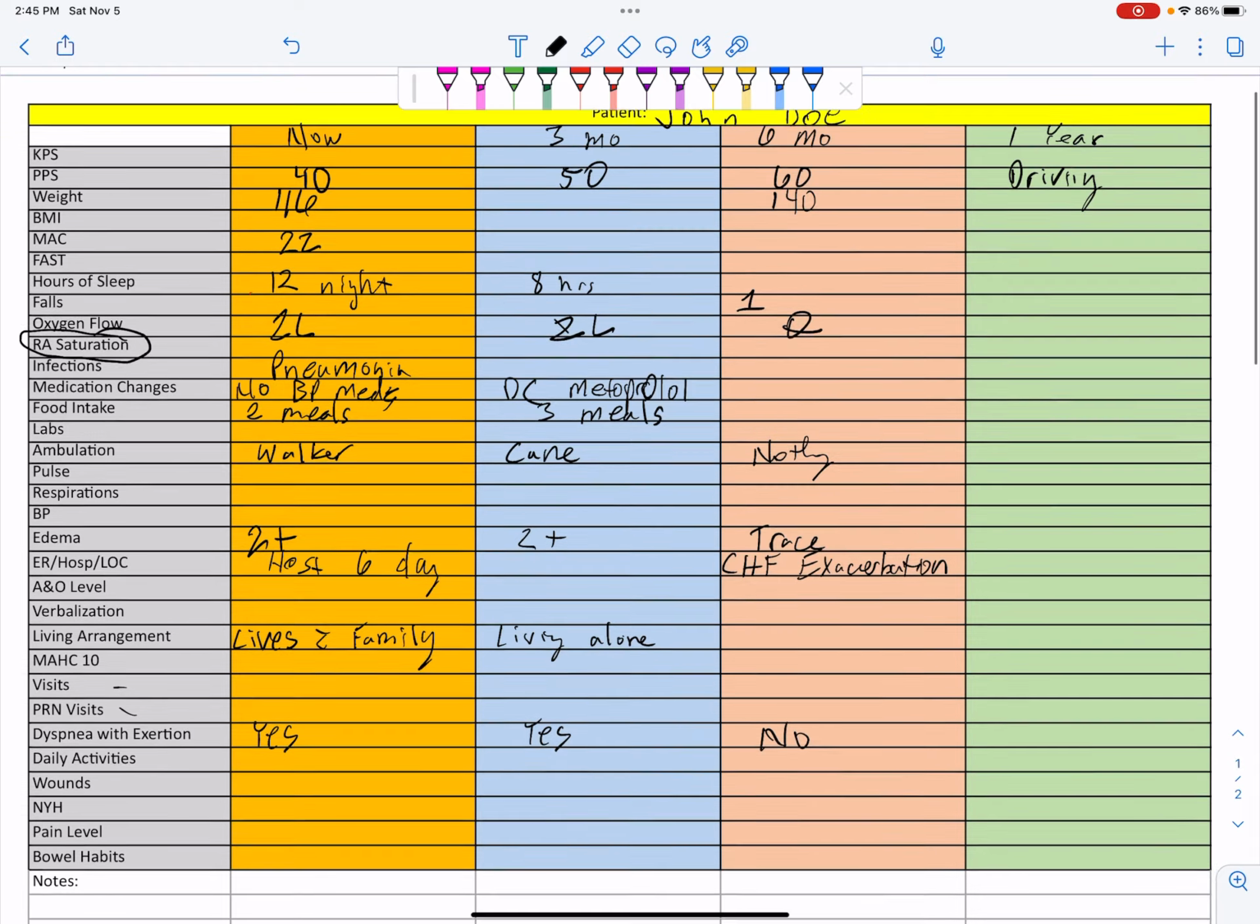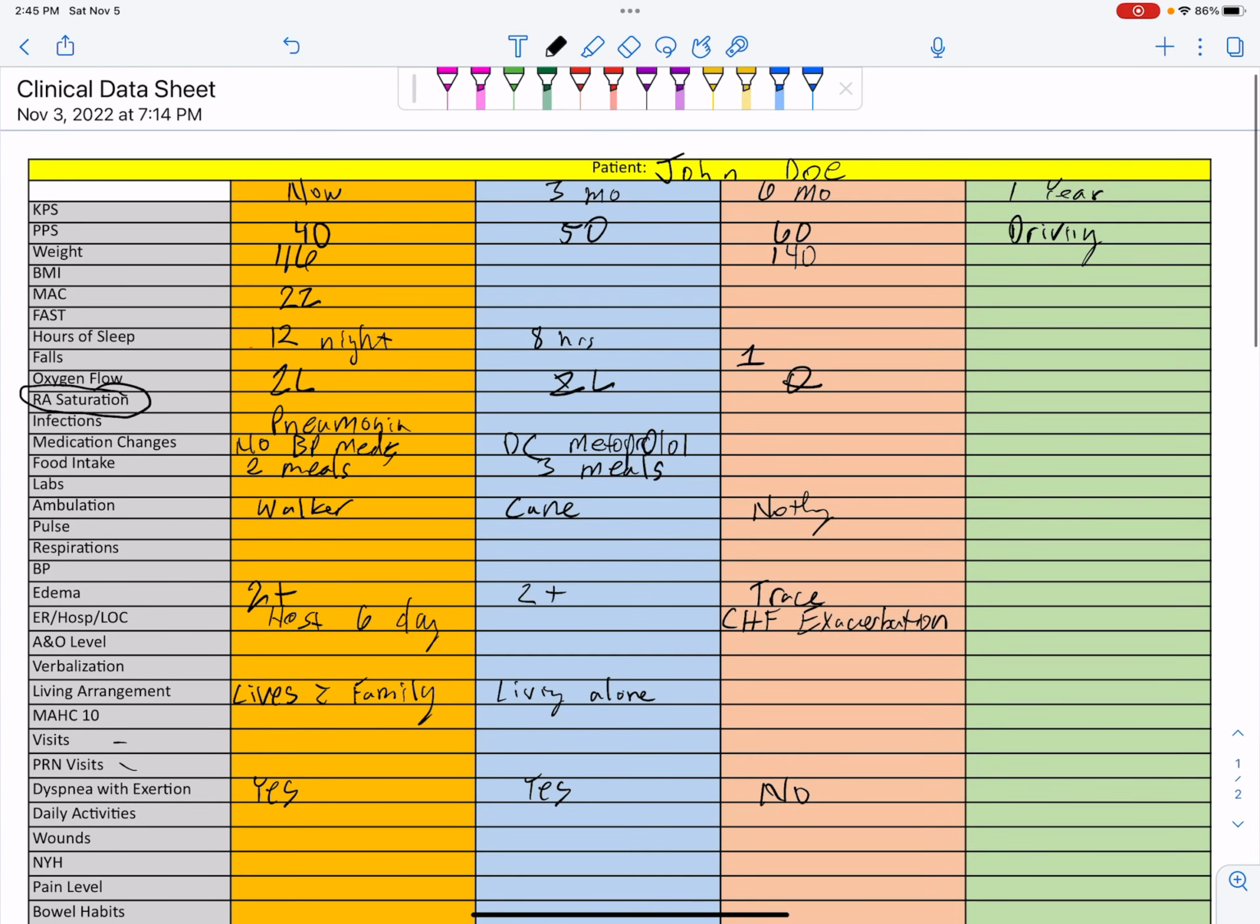So there you go. That is how to use the clinical data sheet for an admission.